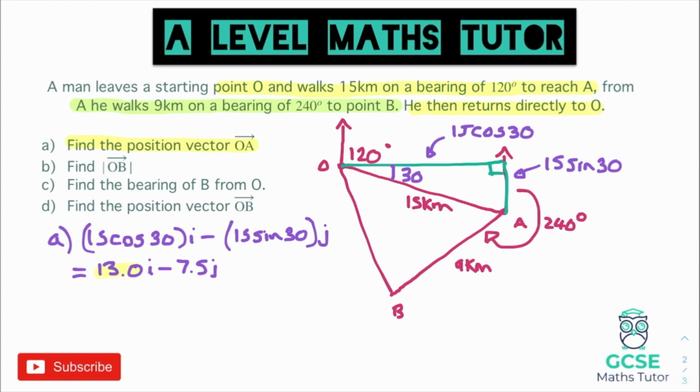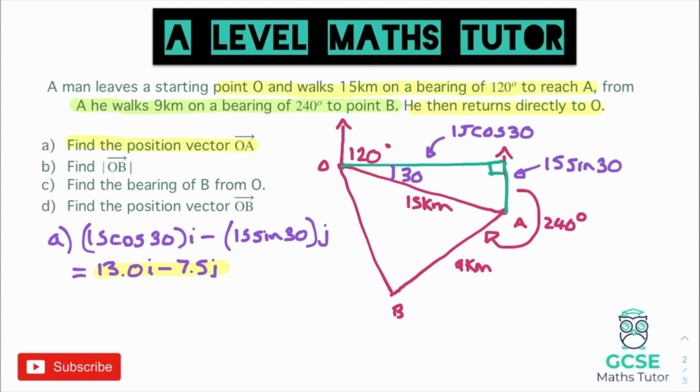So that is the first part of our question there. We have found the position vector O to A. Part B here asks us to work out the magnitude, but this time it asks us to work out from O to B. So if we go over and think about our triangle and think about how we would work that out.